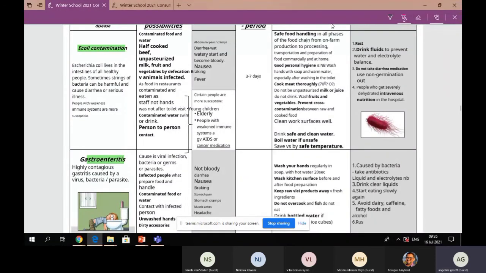And then how are we going to manage this? Food handling practices are important to prevent it: good personal hygiene, cook meat thoroughly, clean work surfaces well, etc. Drink safe and clean water, boil water if unsafe. So all of those are important. You will see there are some common ways in which we can manage it.